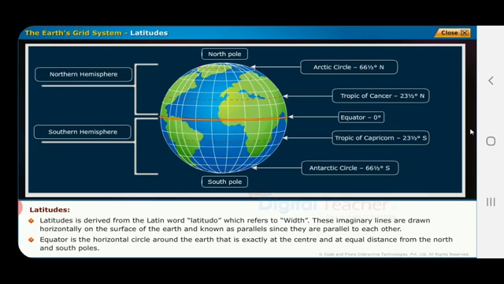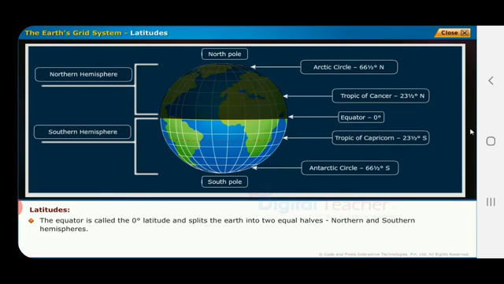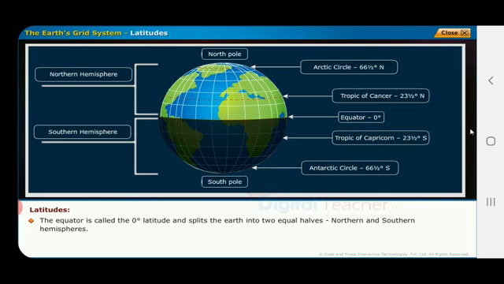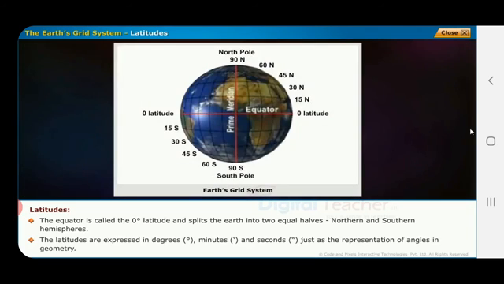Equator is the horizontal circle around the earth that is exactly at the center and at equal distance from the north and south poles. The equator is called the 0 degrees latitude and splits the earth into two equal halves, northern and southern hemispheres. The latitudes are expressed in degrees, minutes, and seconds, just as the representation of angles in geometry.